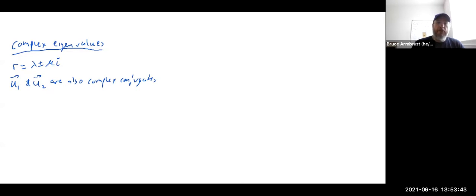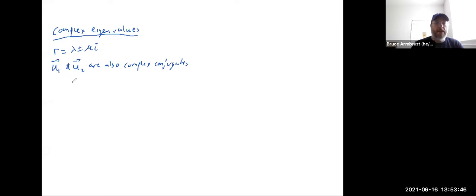All right, well, let's just go back to what we were doing to get our solutions, right? We saw that U was equal to, okay, well, there's going to be some constant, call it C1, times U1 e to the lambda plus mu i times t. And then we're going to get plus C2 U2 e to the lambda minus mu i times t.